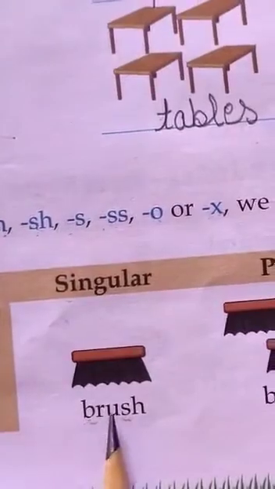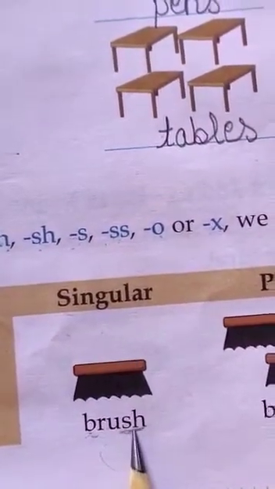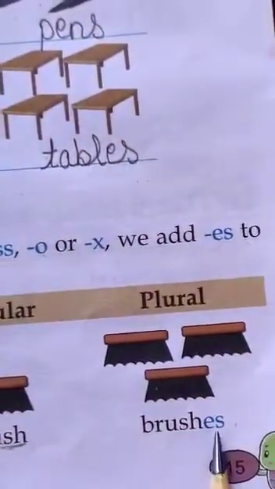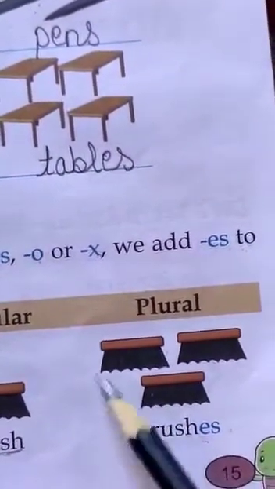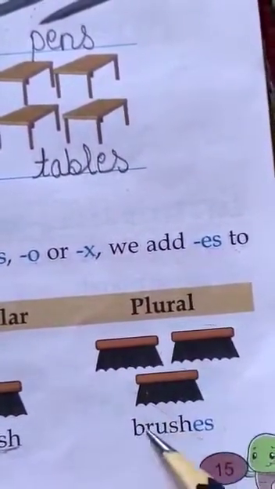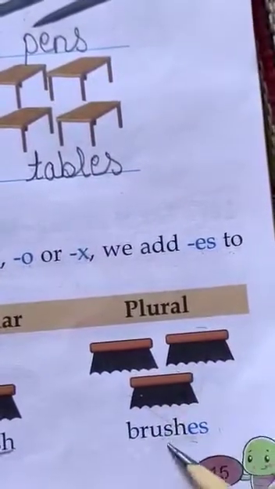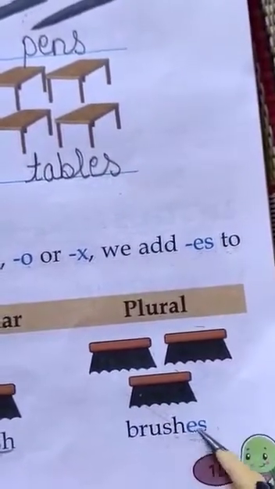This is a brush and it ends with sh, so we will add es and it will become brushes. You can see there are 3 brushes, so we will make it plural form as brushes and we will use es in this.